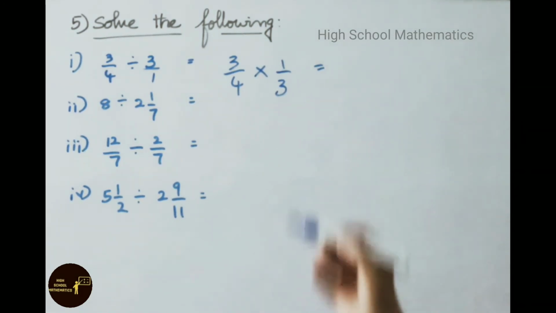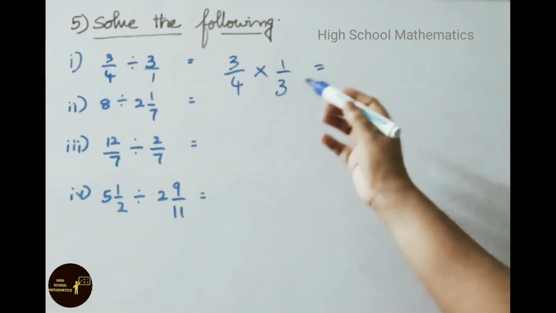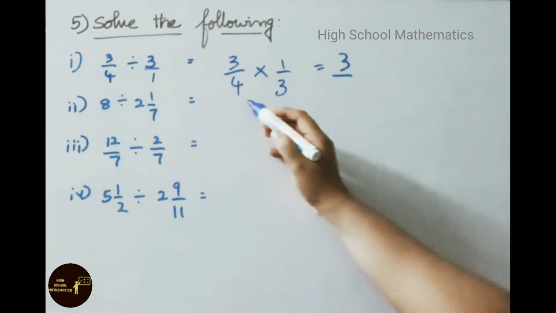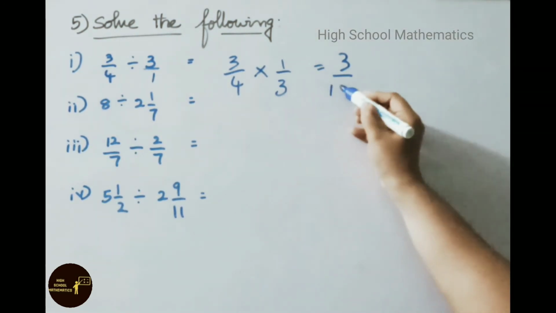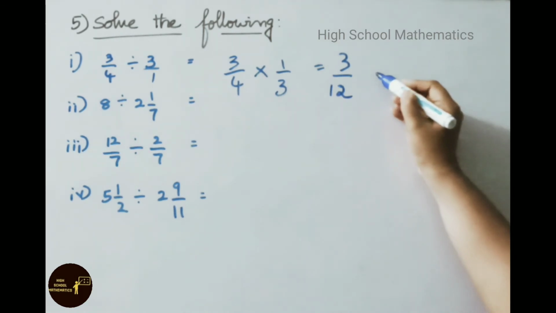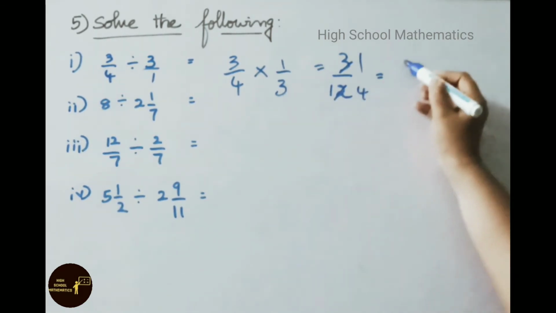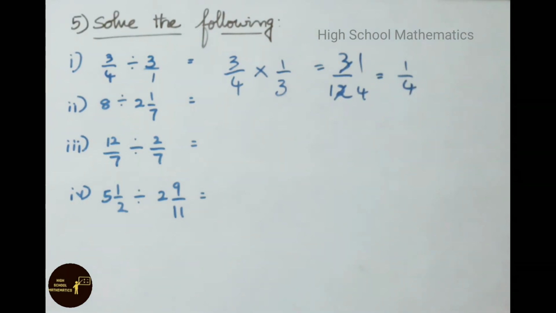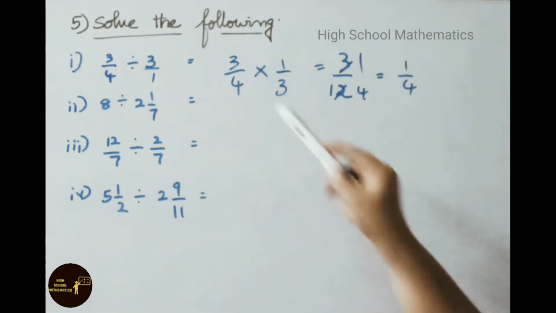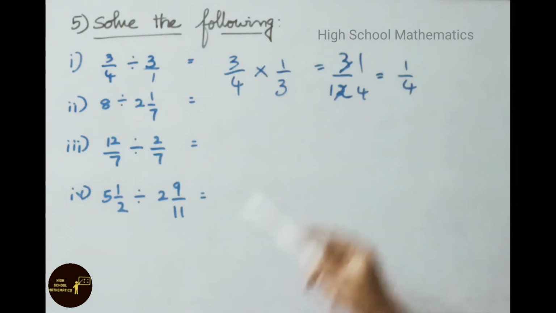That equals to, now multiply numerators 3 into 1, 3. Denominators 4 into 3, 12. That equals to 3 table, 3 ones are 3, 3 fours are 12. So the answer is 1 by 4. Or else we can directly cancel 3 here and write the answer 1 by 4.